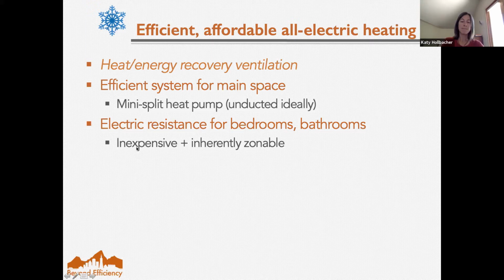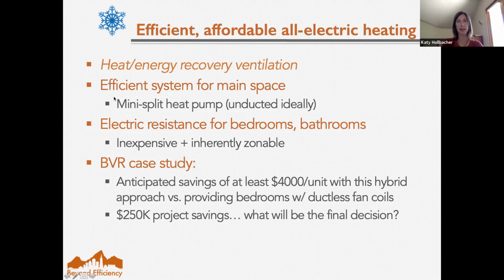And this is exactly the system proposed for that Bridge of View project that I already talked a little bit about. We're still really in pricing, but from what we can tell at this point, it would be a savings of at least $4,000 a dwelling unit with this sort of hybrid approach, rather than doing the mini split heat pump, ductless fan coils in every bedroom. And, you know, $250,000 in project savings. So we're still not sure exactly where this will land, but this is one of the potential directions for it.